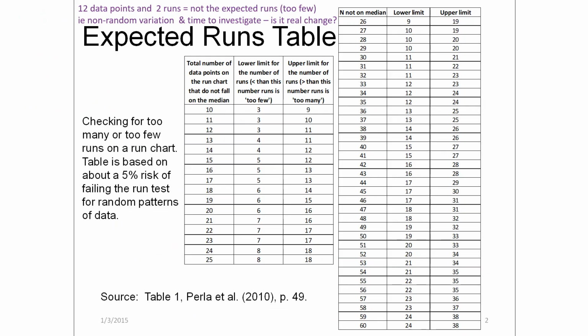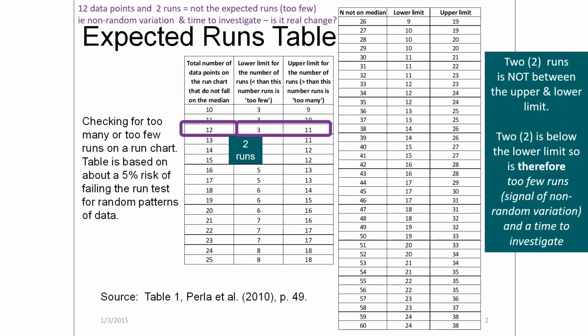So I'll now use the expected runs table and demonstrate how we came to that answer. We had 12 data points that didn't fall on the median line, so go to the row with 12. You look at the lower limit and the upper limit, they're 3 and 11. We had 2 runs, which does not fall between 3 and 11. It comes before the lower limit. So 2 is below the lower limit and is therefore too few runs in this particular chart. And that's a signal of non-random variation and a time to investigate.